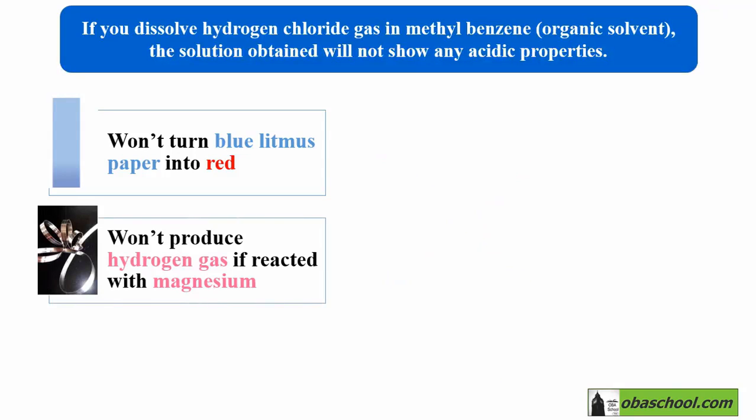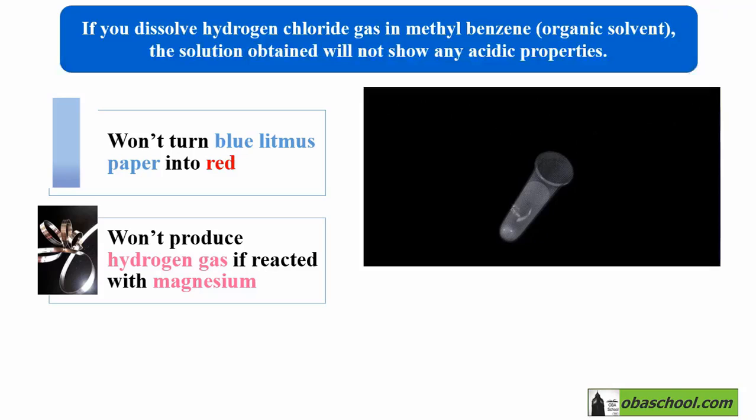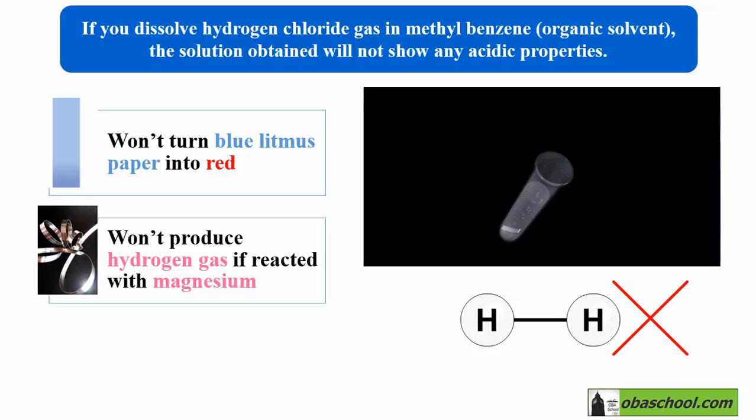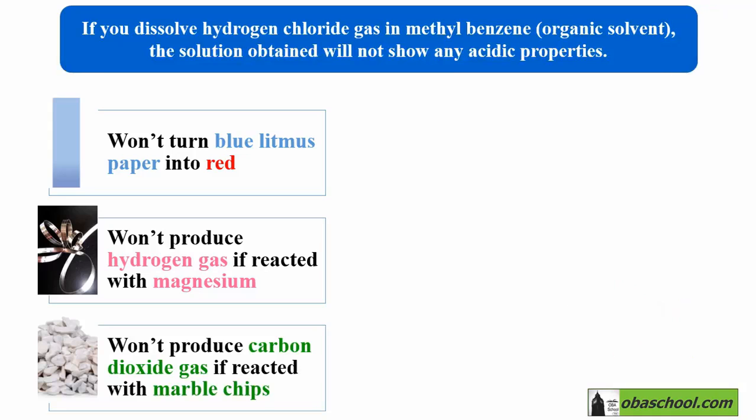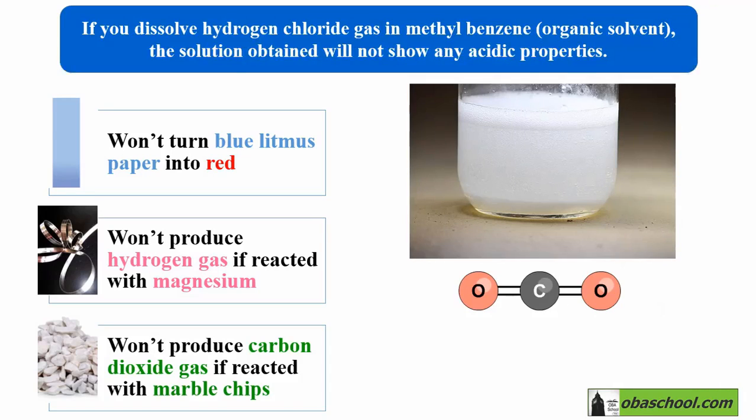Moreover, the solution obtained won't react with magnesium ribbon to produce hydrogen gas. So as we know also, a metal like magnesium will react with an acid to give hydrogen gas. However, the solution we have will not react with magnesium and no hydrogen gas is produced. It won't react with marble chips to produce carbon dioxide gas. Marble chips are made up from calcium carbonate, CaCO3, and they react with acids to produce carbon dioxide gas, which is not the case over here.